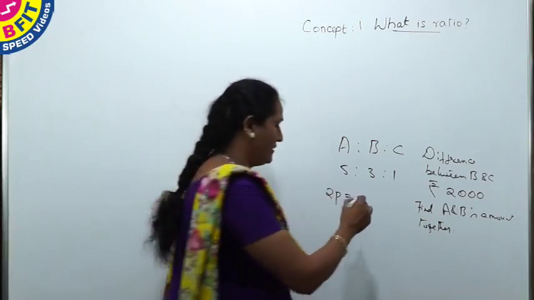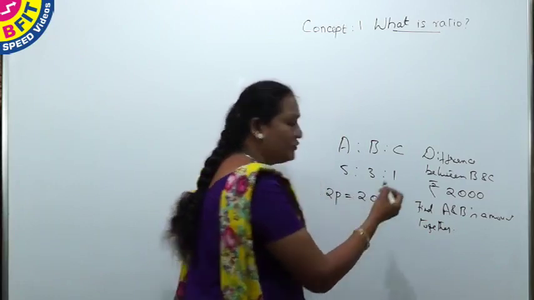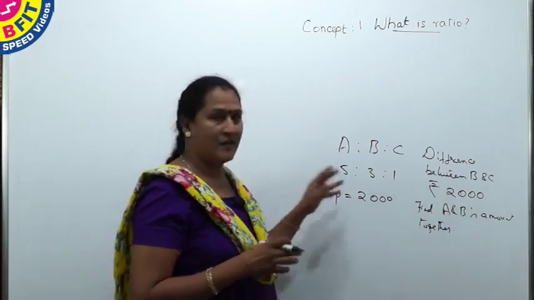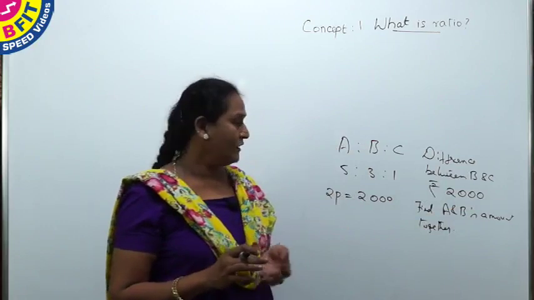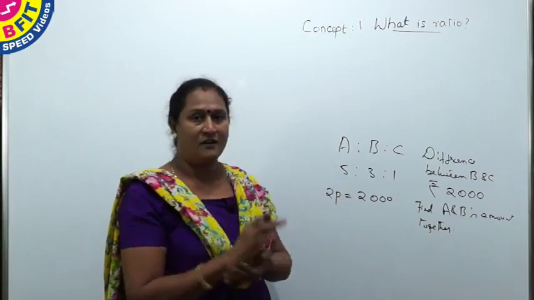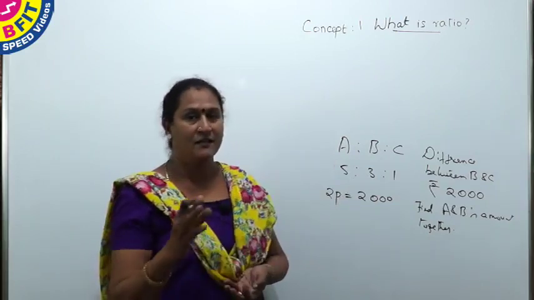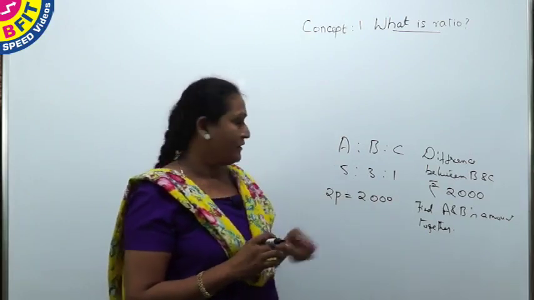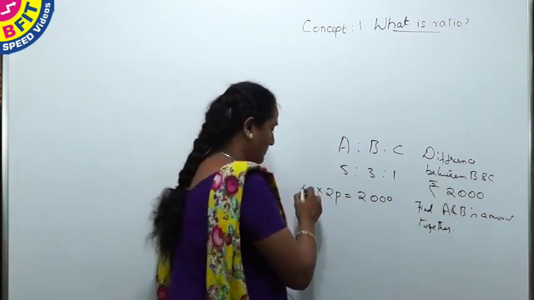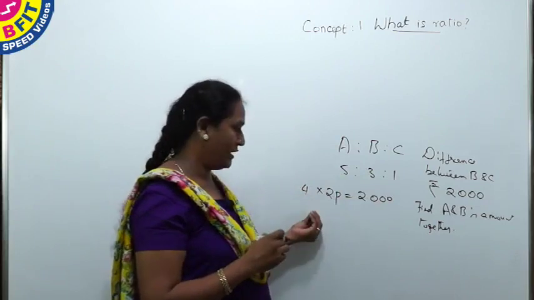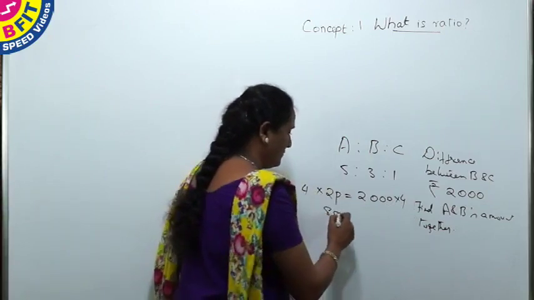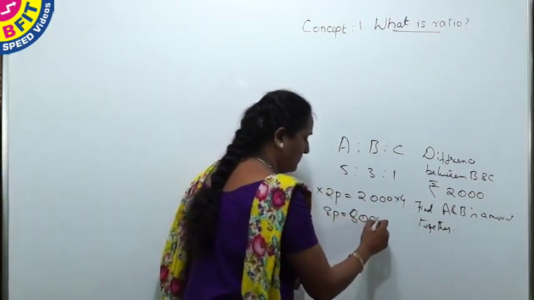So two parts is rupees 2000, and we need the sum of A and B. A's part is 5, B's part is 3, so we need a total of 8 parts. Instead of finding A's value and B's value, you can convert from 2 parts to 8 parts and get the answer. So 2 parts is 2000, we need 5 plus 3, 8 parts. How can you get 2 from 8? Multiplying with 4, you get 8 parts. So multiply with 4 on the other side also. So here 8 parts is 8000.